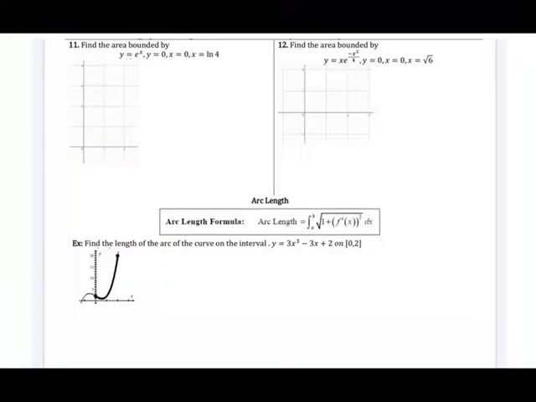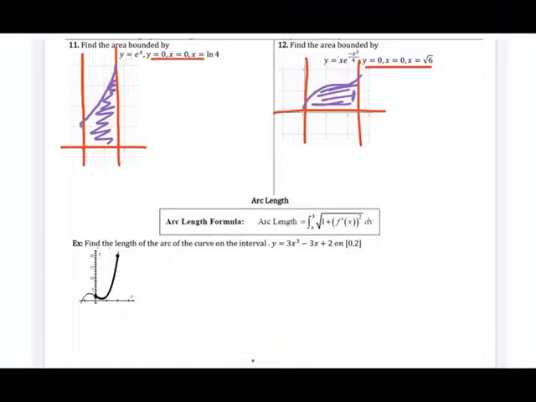So go ahead on number 11 and number 12, quickly just sketch those curves that are being described. Now to find the area bounded by each of those curves, we know we need to set up the integral. So looking at 11, this is going to be the integral, and looking at our x values, we're going from 0 to natural log of 4 of e to the x dx.